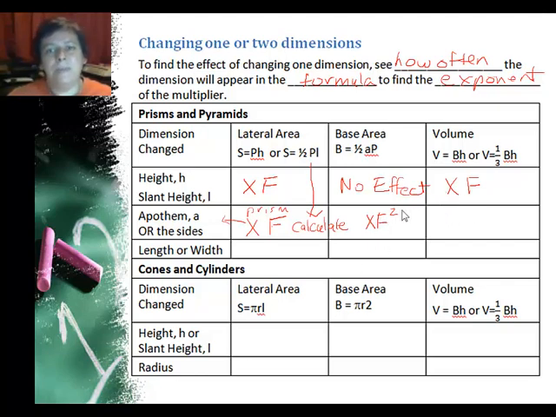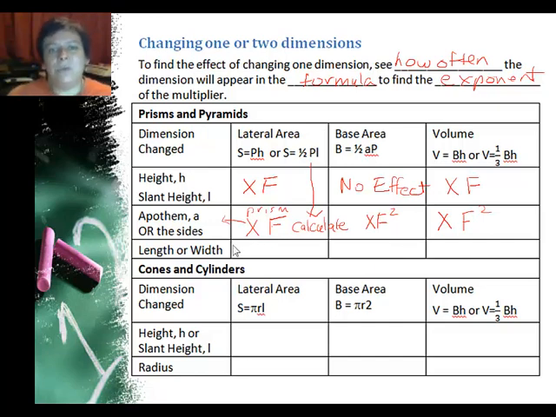For volume, we're only dealing with the exact height. So if my slant height changes, that's okay. The exact height's not going to change if I just change the apothem or any of the sides of the prism or the pyramid. So the dimensional change shows up twice in the base area. See right here, times the factor squared. So it will be times the factor squared here because it doesn't affect the height.